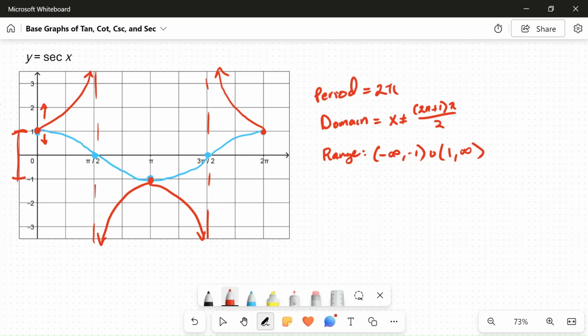So very similar to secant. Secant and cosecant are very similar to each other, just a little different on the domain. They both have periods of 2 pi. So the only functions that don't have 2 pi as their period would be tangent and cotangent. They both just have periods of pi. All right.